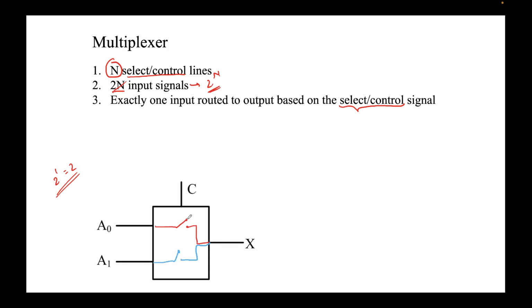You can assume that it's like a switch. There's a switch in between. Now, which switch will close? That will be determined by C. So C will determine which of these switches will close. And please note that only one of these switches will close at a time. So both the switches cannot close.